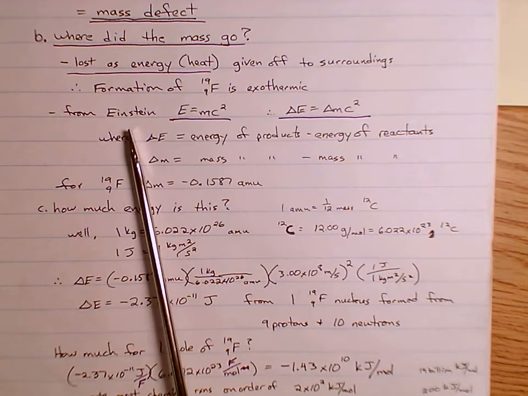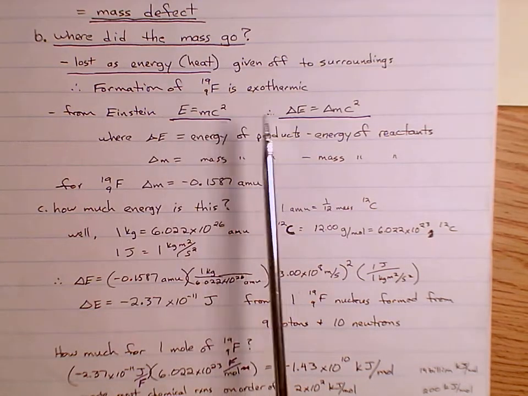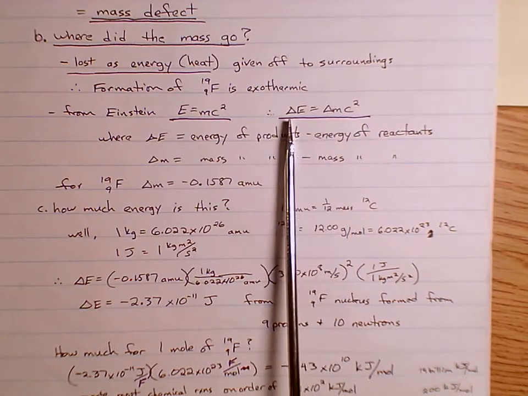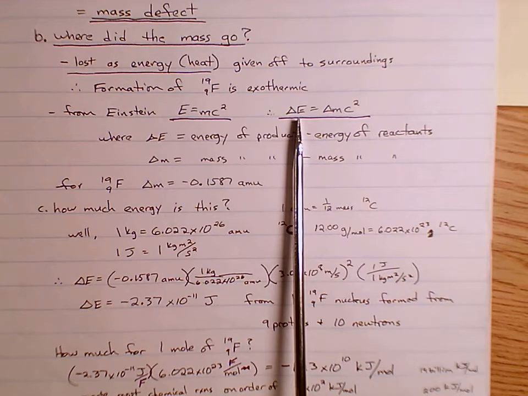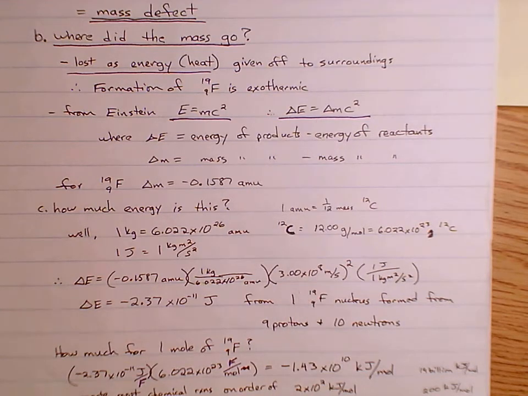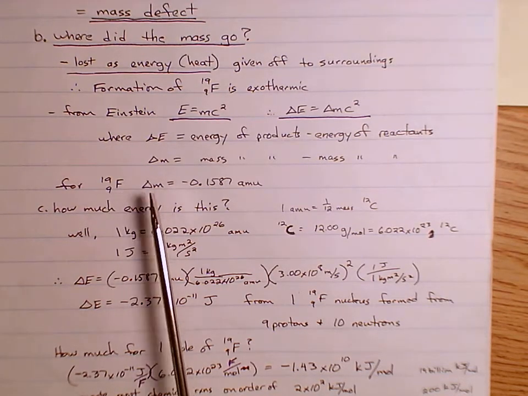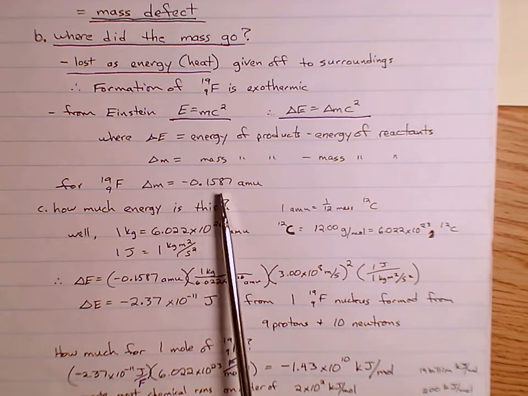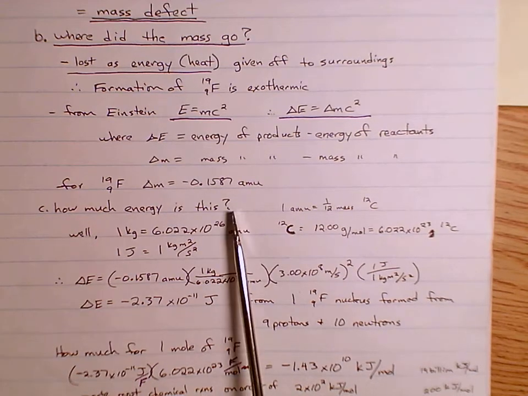It turns out this mass was converted into energy in the form of heat, and it follows Einstein's famous equation E equals mc squared, or delta E equals delta m c squared. The amount of energy that is given off is going to equal the change in the mass. So for fluorine-19, delta m is negative 0.1587 AMU. Well, how much energy is this?